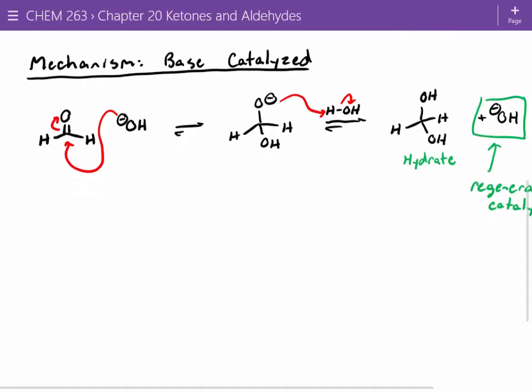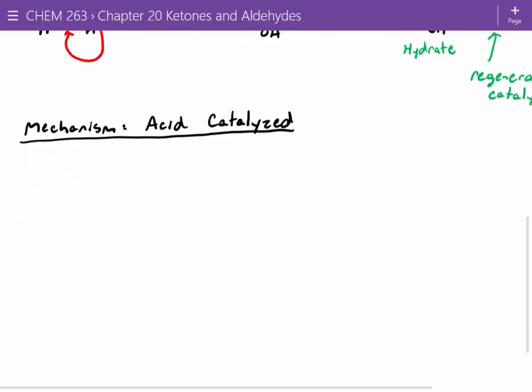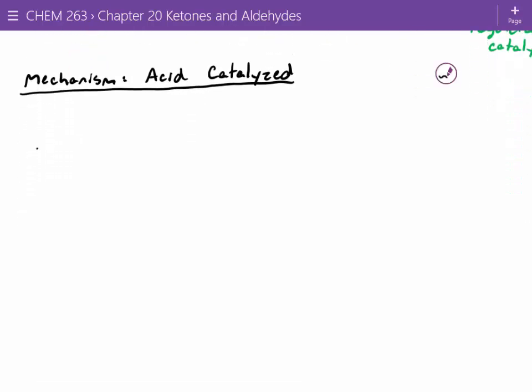Okay, let's compare this to the acid-catalyzed mechanism. What was the first step in our acid-catalyzed mechanism that we saw before? Protonation. So we're switching the order a bit. So in this case, we've got maybe hydronium floating around. So our oxygen can grab onto this proton, kick off water.